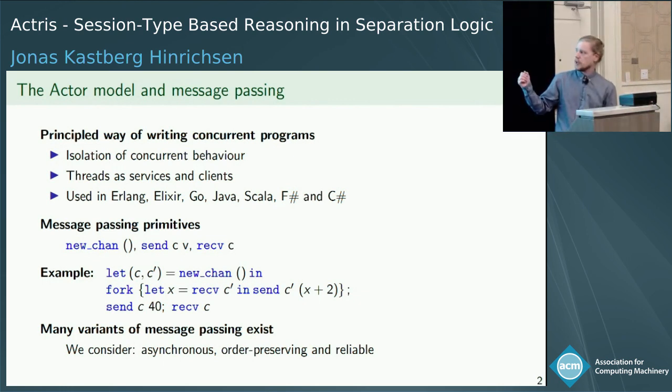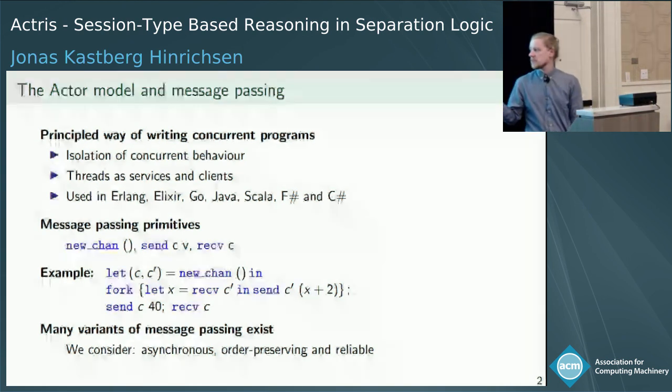An example of a message passing program is the one up here, stating that we first use newChan to create a new channel. Then we fork off a service thread that receives a number, adds 2 to it, and sends it back. And then the main thread acts as a client, which uses this service to add 2 to 40, resulting in 42, which is then returned.